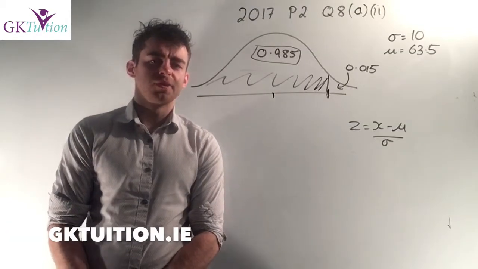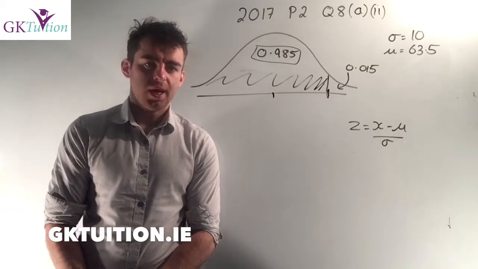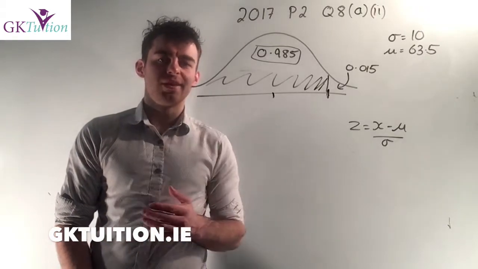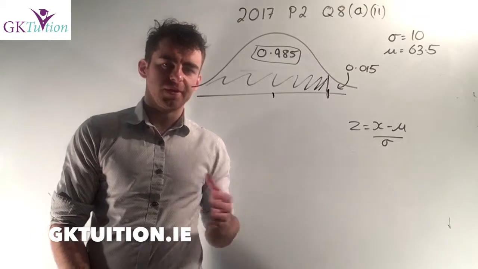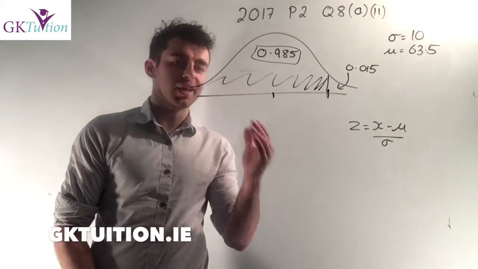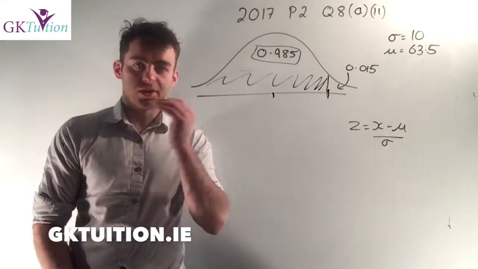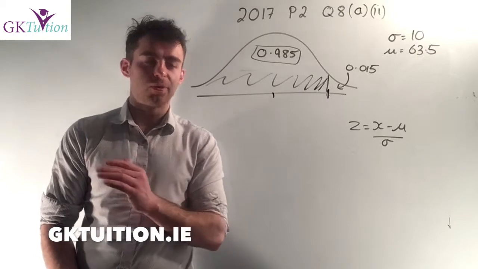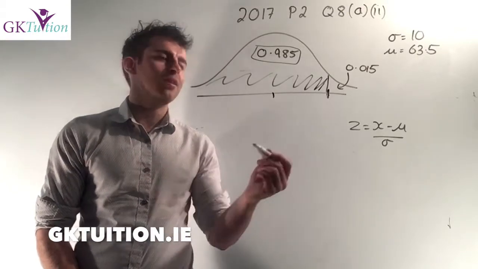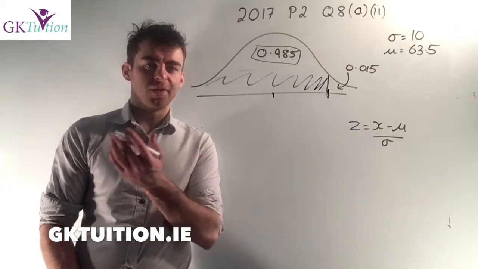In A part 2 of this question, I want you to notice that it is the exact opposite of A part 1. In A part 1, they told me Mariska's weight, and they asked me to find the percentage of 15-year-olds who weigh more than Mariska. In A part 2, they've told me the percentage of 15-year-olds who weigh more than Kamal, and they've asked me to find his weight. So it's the exact opposite. I'm going to be working backwards. They told me that 1.5% of 15-year-olds weigh more than Kamal, and they've asked me to find his weight.